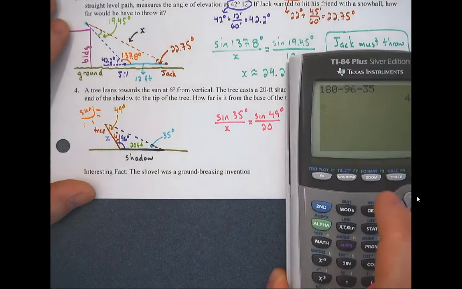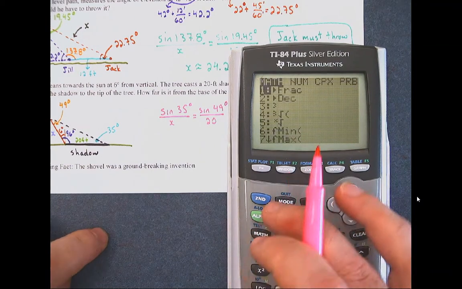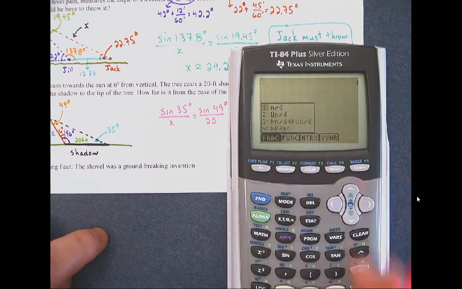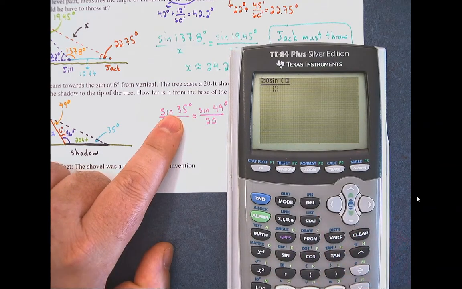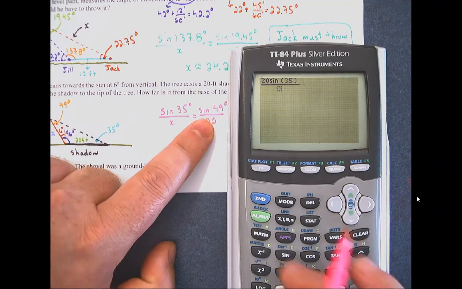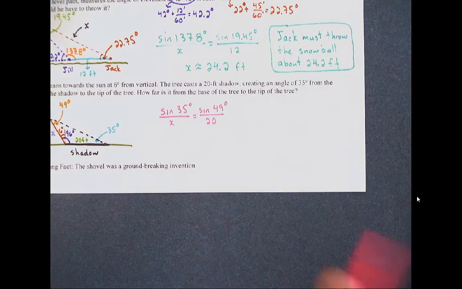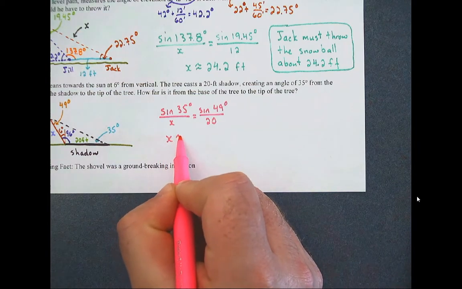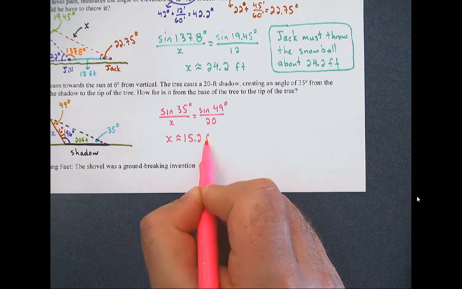I've solved a lot of these, so I'm not going to show my steps. If you need to cross multiply and show your work so that you get the right answer, go for it. I'm going to use my fancy calc here. So the 20 is going to get multiplied to the top with the sine of 35, and then we're going to divide off the sine of the 49, get 15.2. So x is approximately 15.2. What do we use, feet?